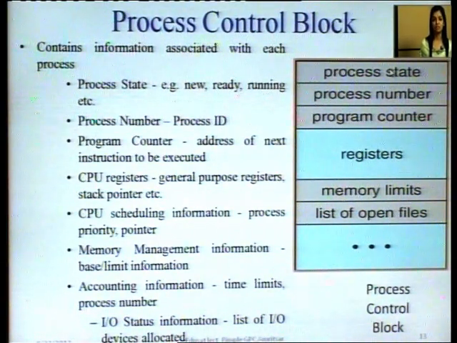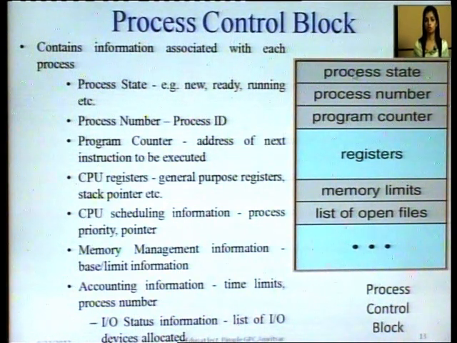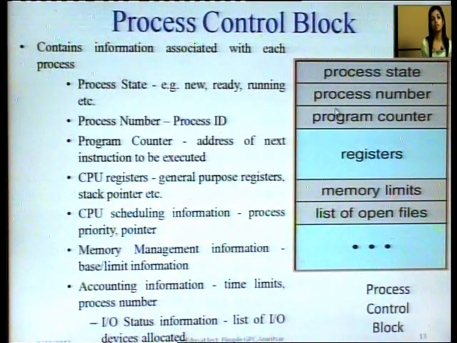First is process state, that means it shows whether the process is new, ready, running or terminated. That means in this we are going to store the state of a process, where the current process is going. Then second is process number. Process number means process ID, because if we have 5 processes, then each and every process has a different process ID. So process ID is going to be stored here, process number.